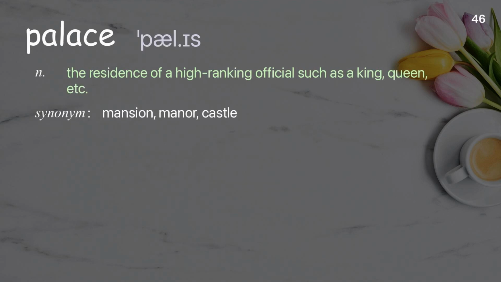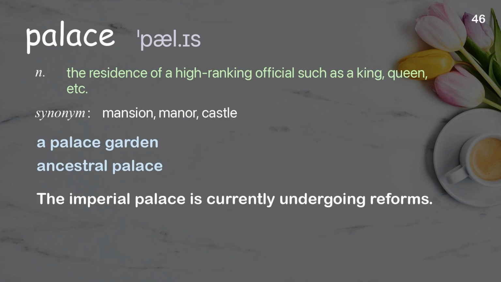Palace. The residence of a high-ranking official, such as a king, queen, etc. Examples: a palace garden, ancestral palace. The Imperial Palace is currently undergoing reforms.